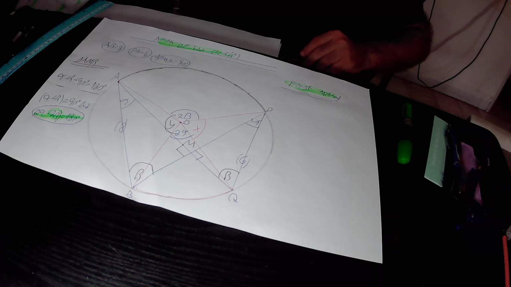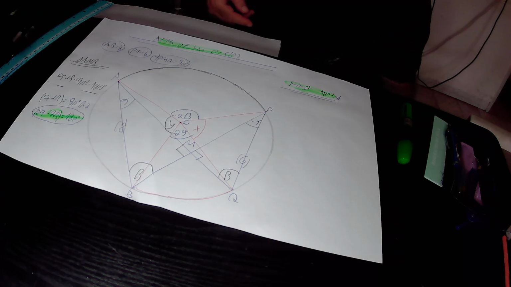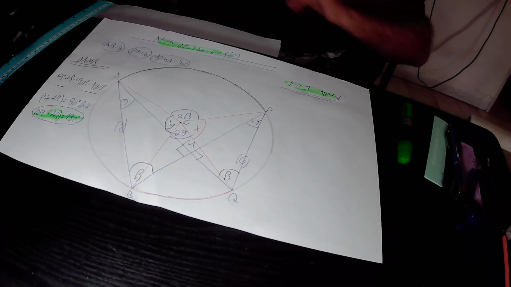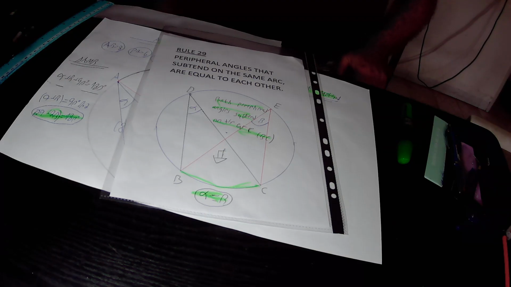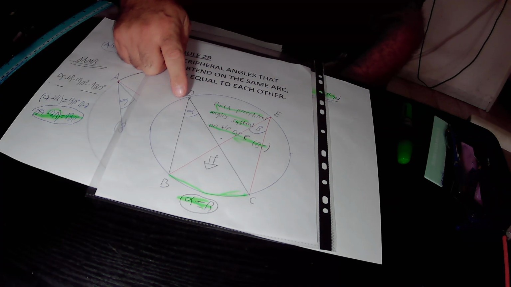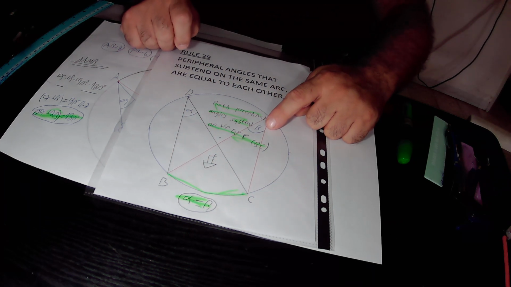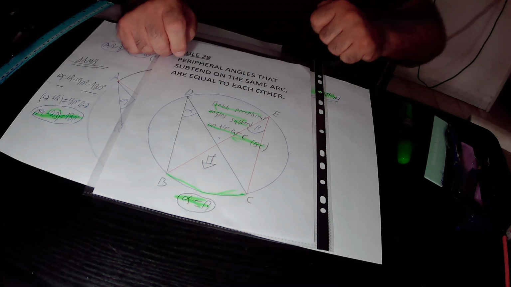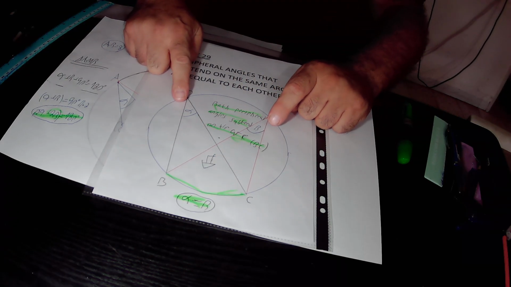So first of all, I presented to you rule 29 and implemented rule 29 in our drawing. Quickly, according to rule 29, peripheral angles that are subtended on the same arc are equal to each other. In the drawing we have a circle. This is peripheral angle BDC, this is subtended on arc BC. This is peripheral angle BEC, this is subtended on the same arc BC, and because those two peripheral angles are subtended on the same arc BC, they must be equal to each other in their sizes.